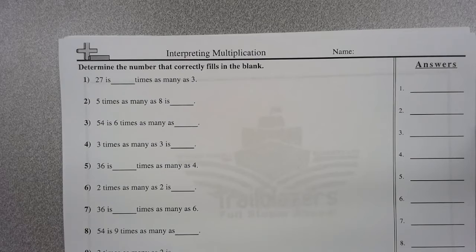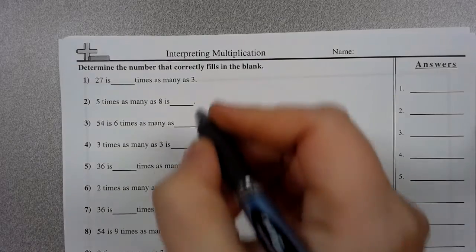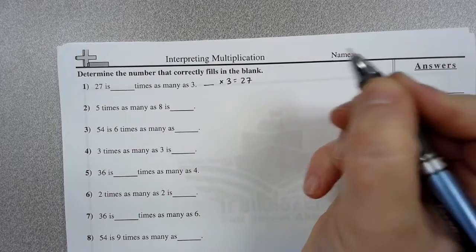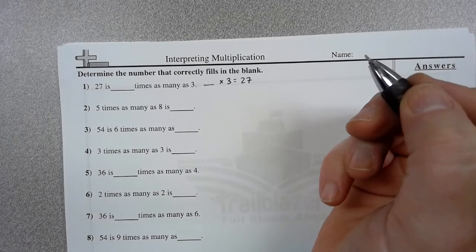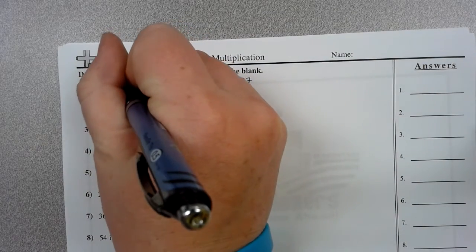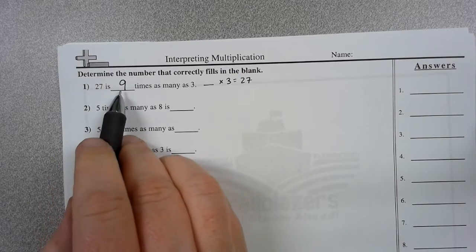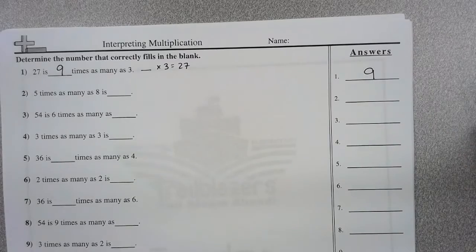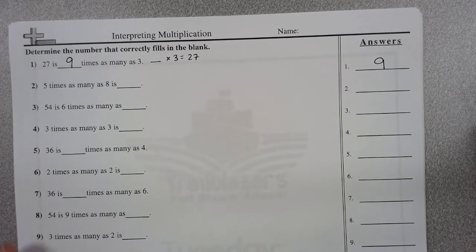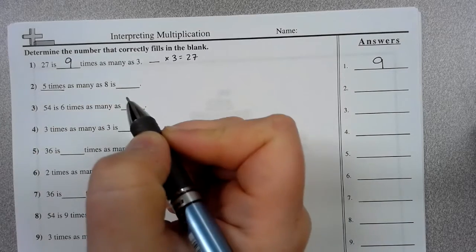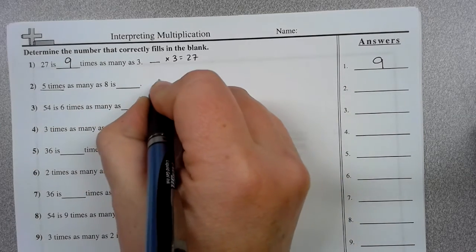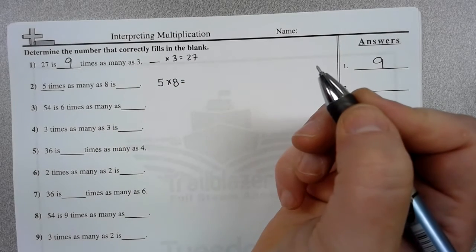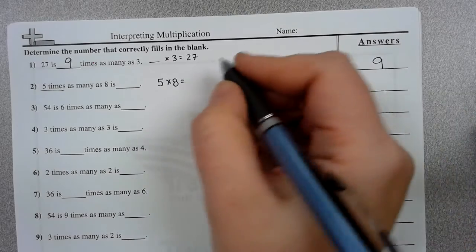Okay, so basically you're saying, what times 3 gives me 27? That's right, 9. So I'm going to put 9 right here because 27 is 9 times as many as 3. So I'm just going to come over here again and write 9. So with this one, 5 times as many as 8. So 5 times as many as 8 equals, what's 5 times 8? 40.